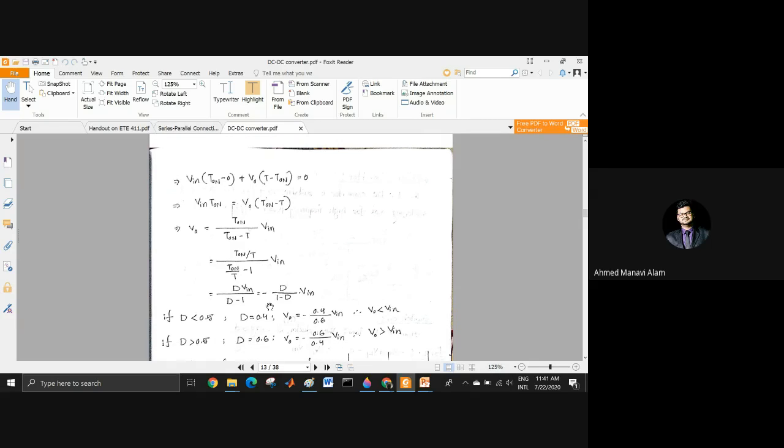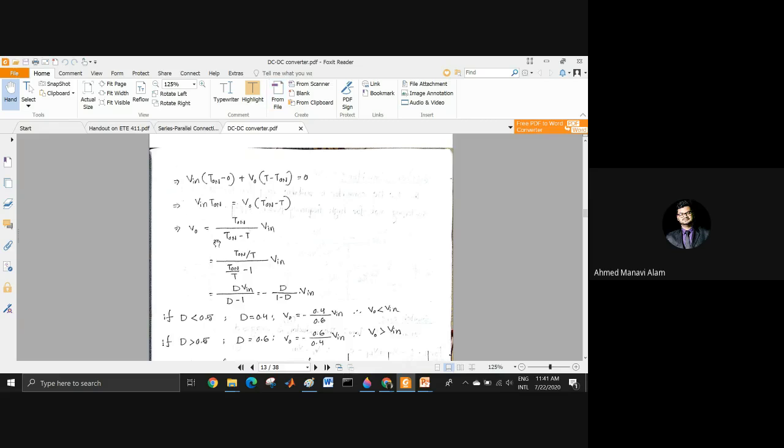And you can see in V0, what we have done here, we have put a minus in front of it and we have written 1 minus D. That is how it will be easier for us to understand. That is why we have written it here. V0 equals to minus D by 1 minus D into Vin. Okay, because it will actually be a negative value. So minus means that the output voltage will be inverted with respect to the input voltage.